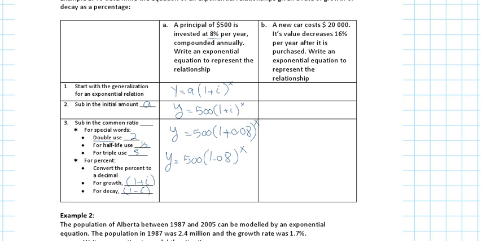So when you read this, what are the key points that you're looking for? Decrease. Decrease means decay, right? It's giving me a rate. That means I have to use y equals a(1 minus i) to the power of x. Perfect. Excellent. And what is my i? 16. What's 16%? 0.16. What's my initial?